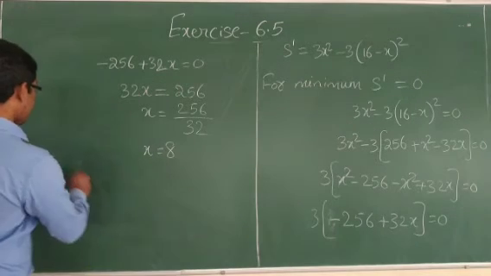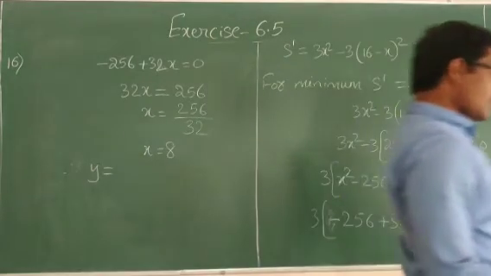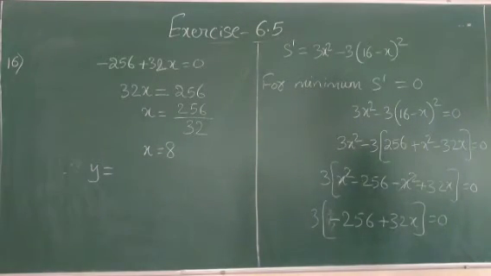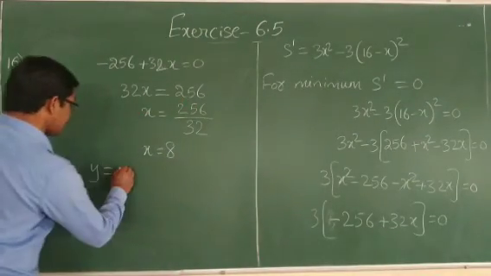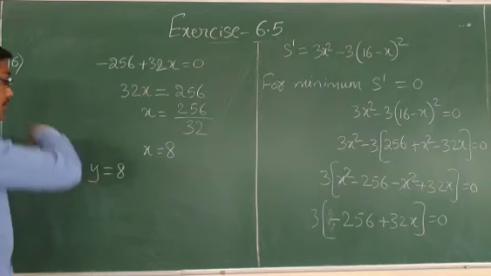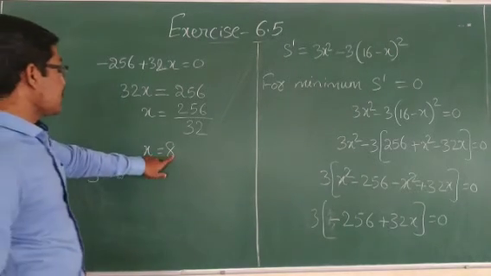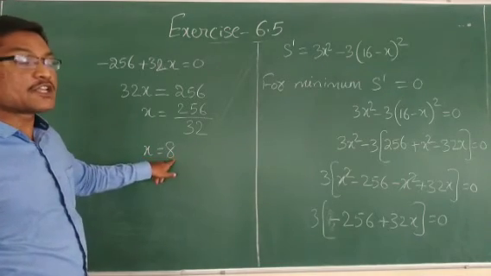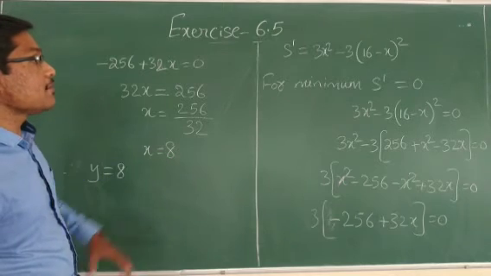Once we get the x value, y is equal to 16 minus 8. Y also must be equal to 8. The sum is 16, right? If the sum is 16, then y is also equal to 8. But we need to verify whether this point gives the maximum point or the minimum point.